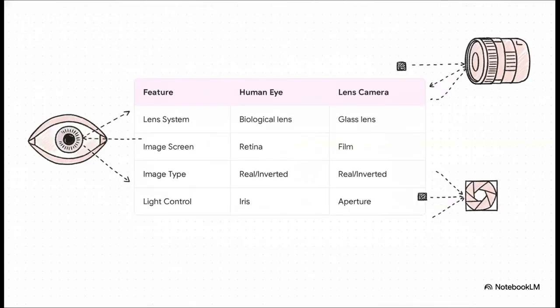And this setup brilliantly illustrates just how closely the camera mimics the eye. Just look at the shared features here. Both utilize a converging lens system. One is biological, one is glass. Both project their data onto an image screen, the living retina versus chemical film or a digital sensor. Both systems, entirely due to the nature of converging light, project a real and inverted, meaning upside down, image onto that screen. And both control light volume with an adjustable opening, the expanding and contracting iris of your eye, and the mechanical diaphragm or aperture of the camera.